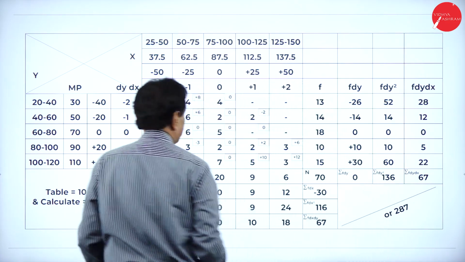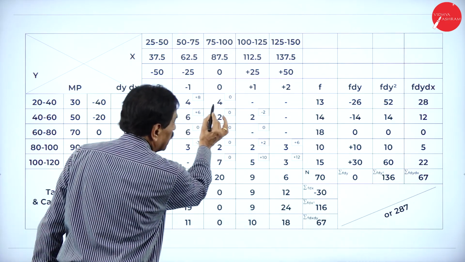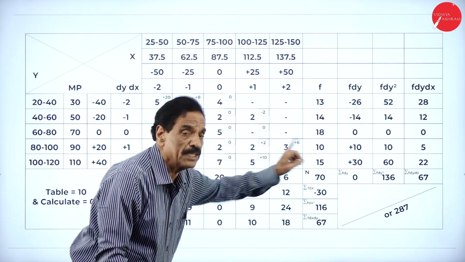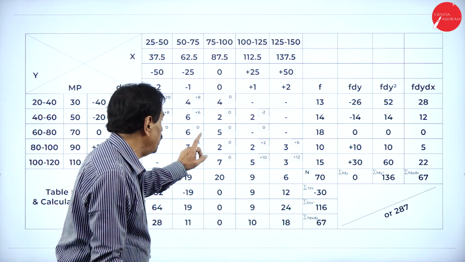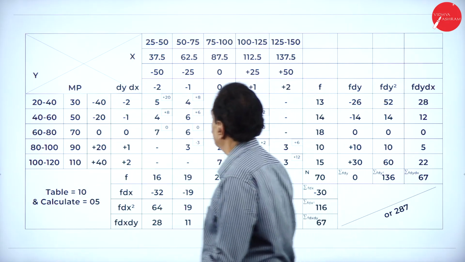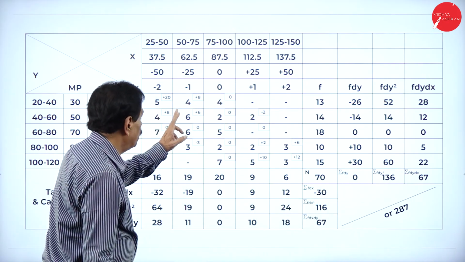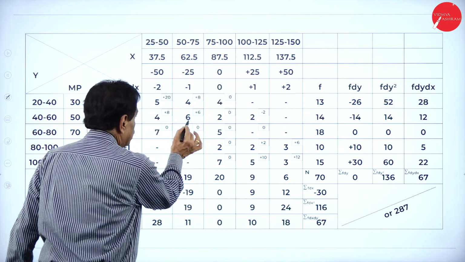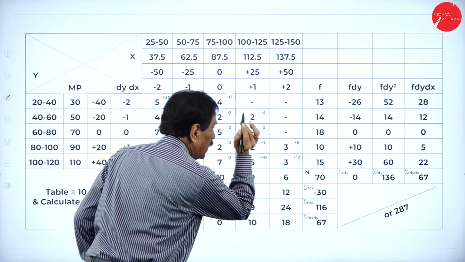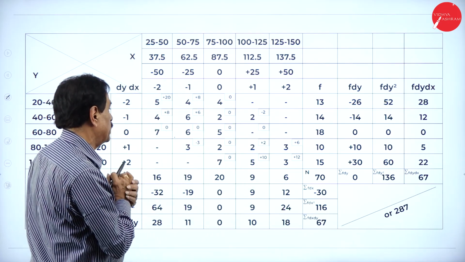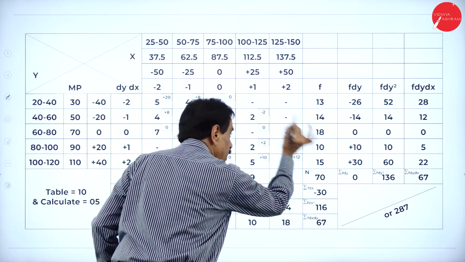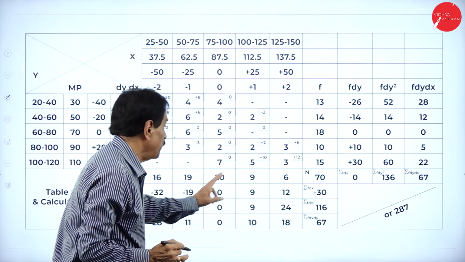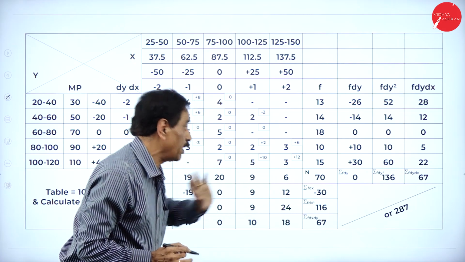First, add the frequency row wise. 5 plus 4, 9. 9 plus 4, 13. 4 plus 6 plus 4, 10, 12, 14. Then 7 plus 6 is 13 plus 5, 18. 3 plus 2, 5, 7, 3, 10. 7 plus 5, 12, 15.